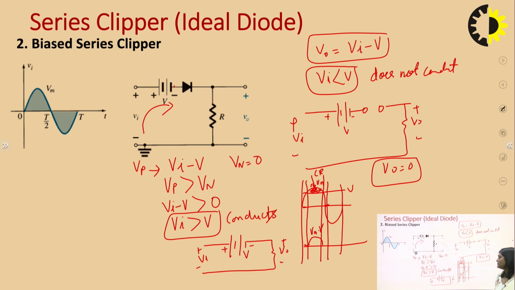So we have to put the value of Vi here as Vm. So Vm minus V will be the output at this point. And here these are the non-conducting points, so at these places the output will be equal to 0.